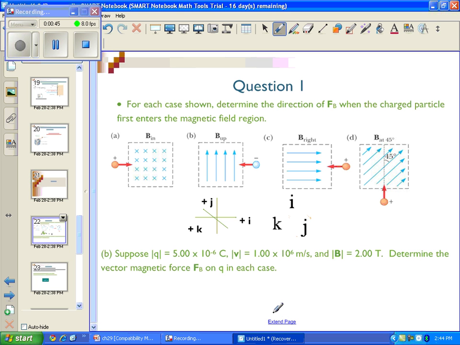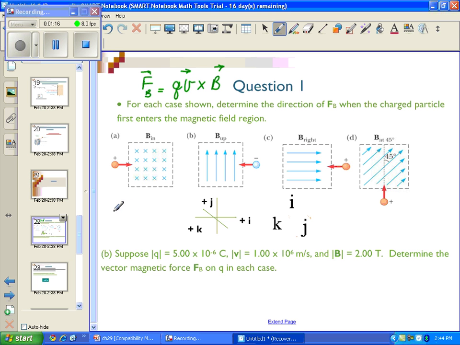Well, what we want to do here is consider, in the case of the direction, the product, if you recall, F, the magnetic force, as Q times V cross B. B being the magnetic field, V being the direction of the velocity, and Q, of course, the charge itself.